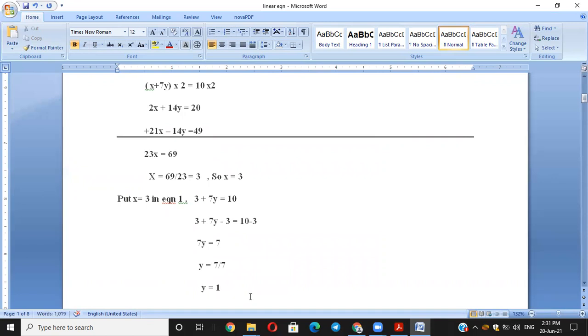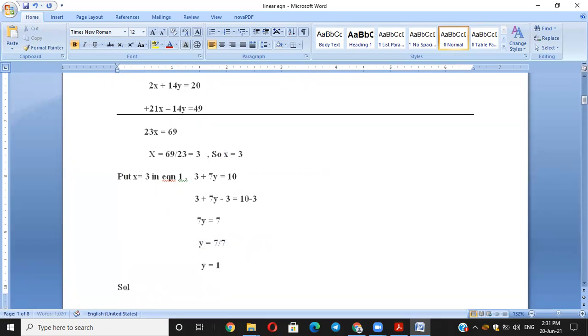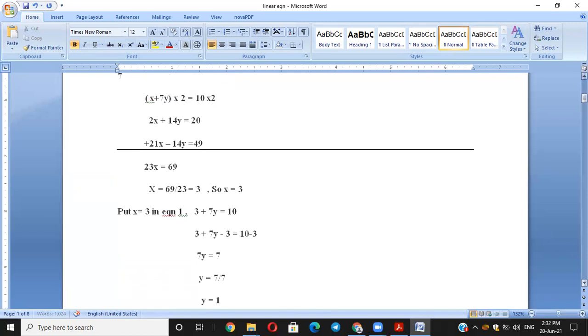Right? So this is the solution. The value of y will be 1. What is the value of x? 3. So at the end, you have to write the solution in this way: (x, y) is equal to, in brackets, value of x is 3, value of y is 1. But before writing the solution, check whether both x and y satisfy both the equations or not.